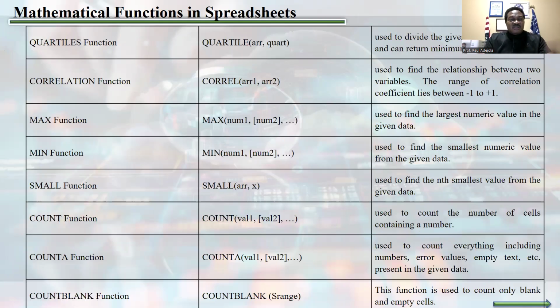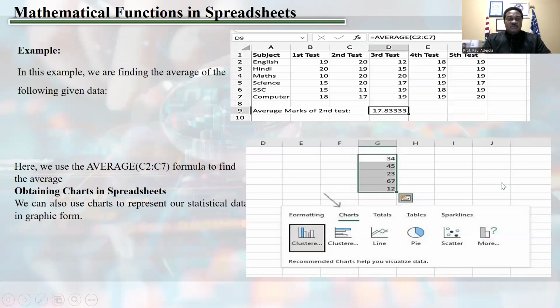See the functions, a lot of them. Quartiles function, we have the correlation function, we have the maximum function, minima function, small function, counter function, count blank function. See all what they do here. Try to go through all this.